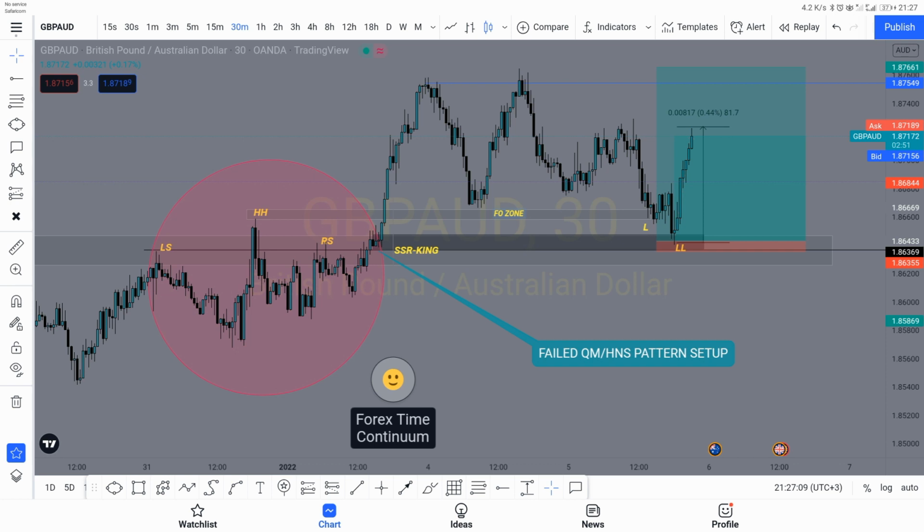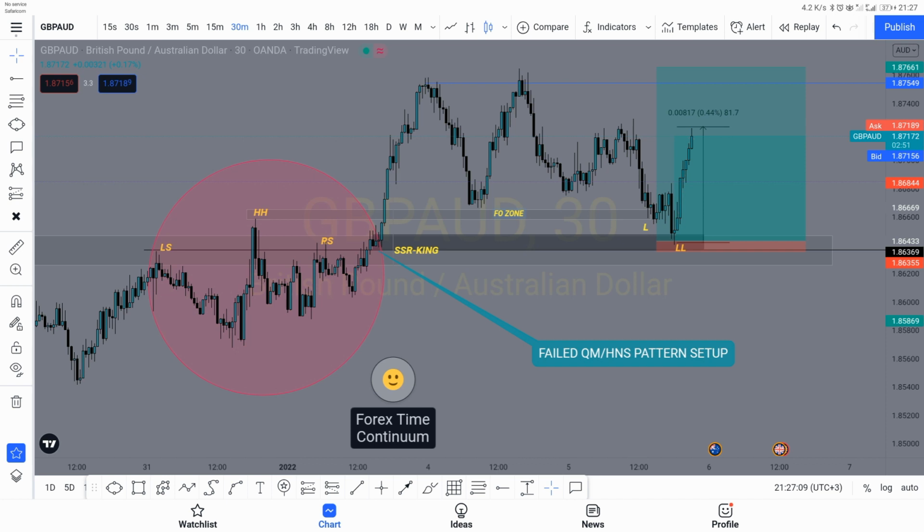So a lower low is formed, and the lower low is usually formed on the zone which is responsible. That's SSL King, the zone responsible for the move upwards that made that QM, or that head and shoulder pattern, fail. So when the price returned, it reacted, it was a sniper.